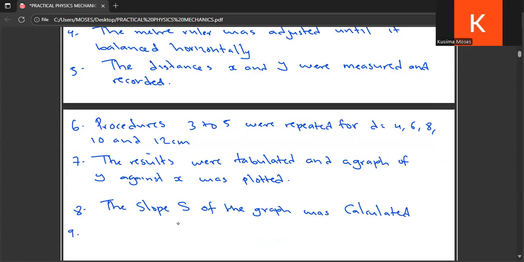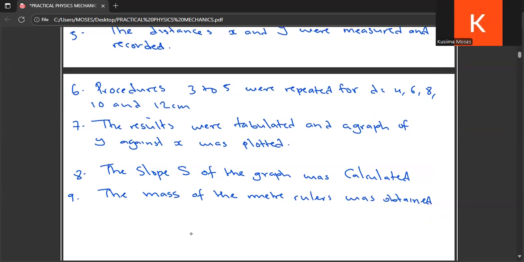Then lastly, the mass of the meter rule was obtained from the expression capital M is equal to 50 grams times S. Now we have come up with the expression for the mass of the meter rule, but where is it coming from?